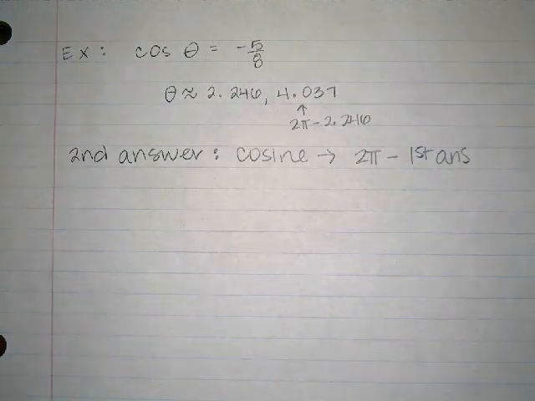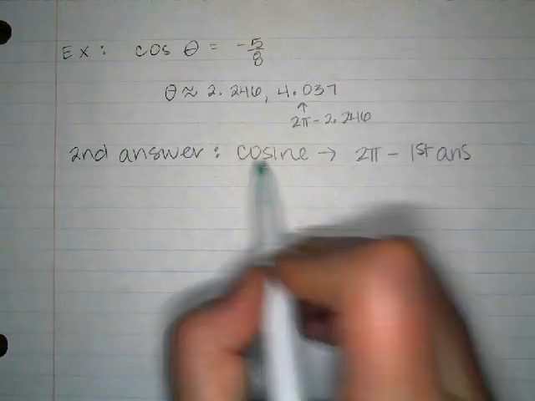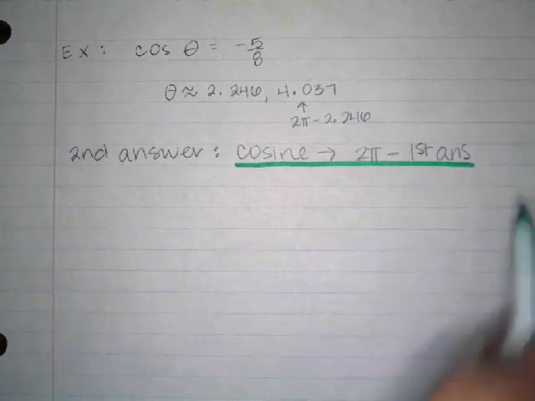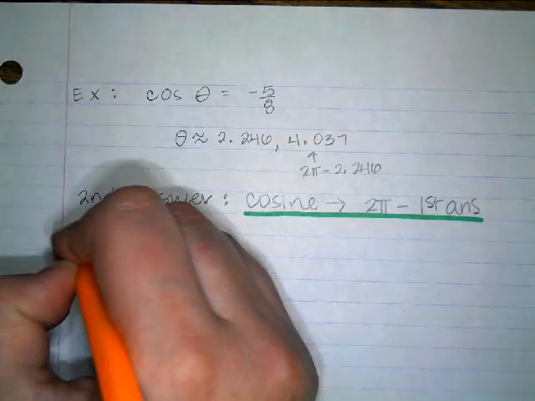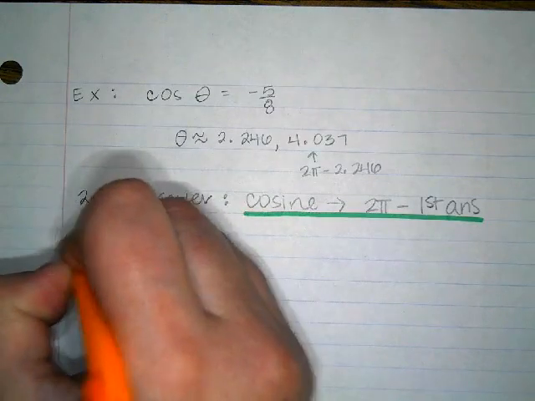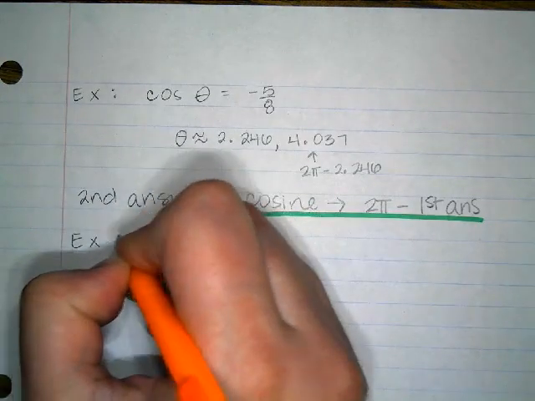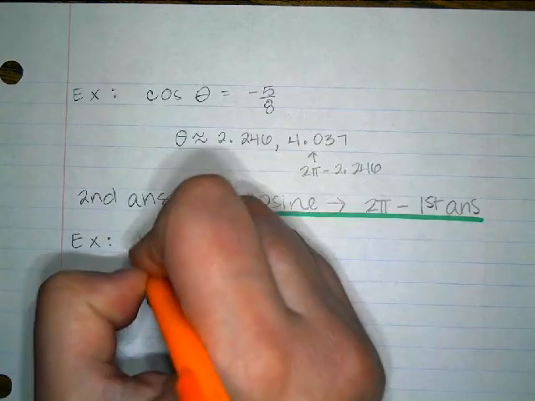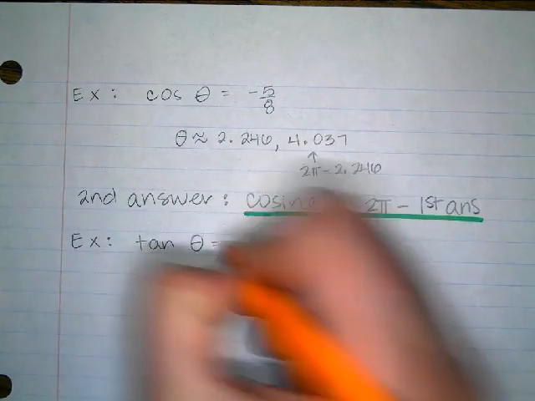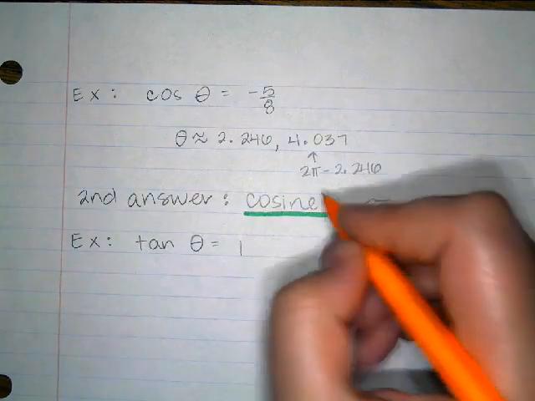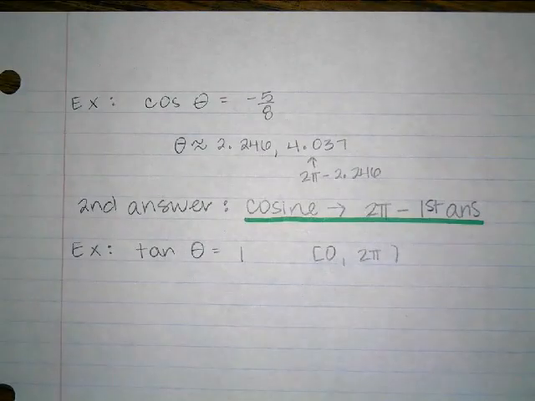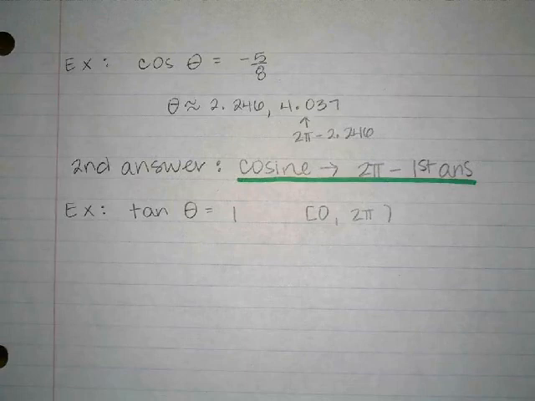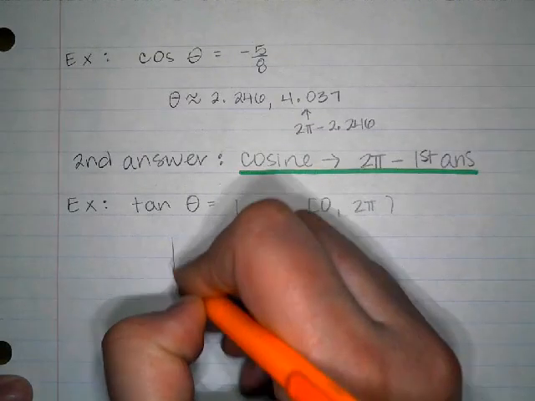All right. So we're saving the easiest one for last. All right. Tan theta equals 1. We're still going to do 0 to 2 pi. All right. Where does tan theta equal 1? Okay, pi fourths and 5 pi fourths.